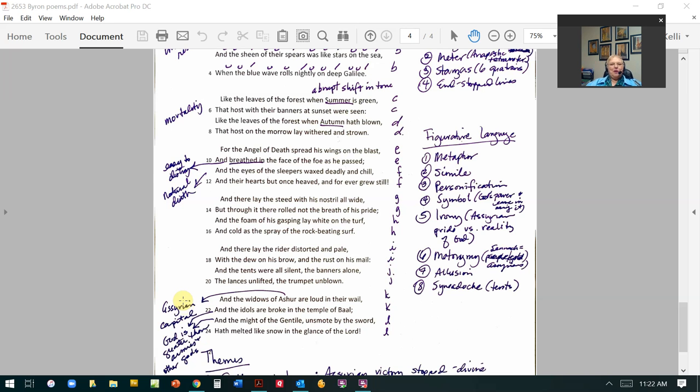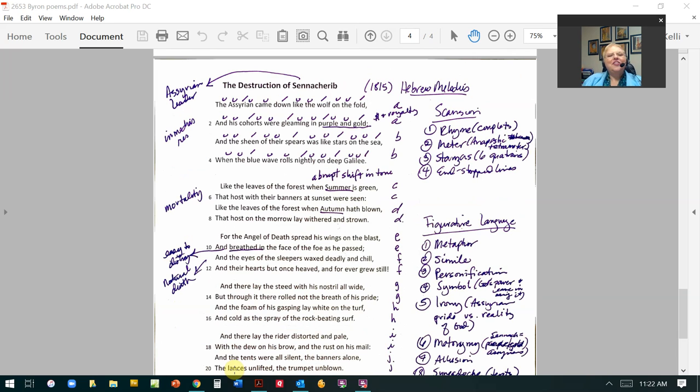Oh, that's such a great poem, right? If only I could write like Byron, right? So this is the backstory. Again, this is a biblical event, right? Sennacherib was an Assyrian leader, and this is where the Assyrians came down and the Jewish, the Hebrew forces, quite outnumbered, managed to defeat them, right?